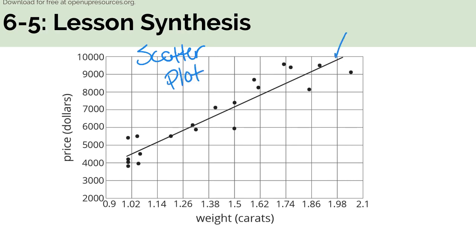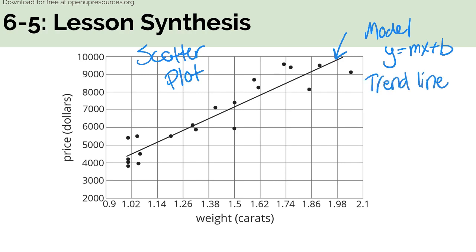But this line that we drew, we've used a couple different words for it. We've called it the model, and that's usually when we have the equation for it and we're using the equation for something. We've also called it the trend line because it shows the best trend of the data, and we've also called it the line of best fit. So you may hear any of those terms being used for that line.